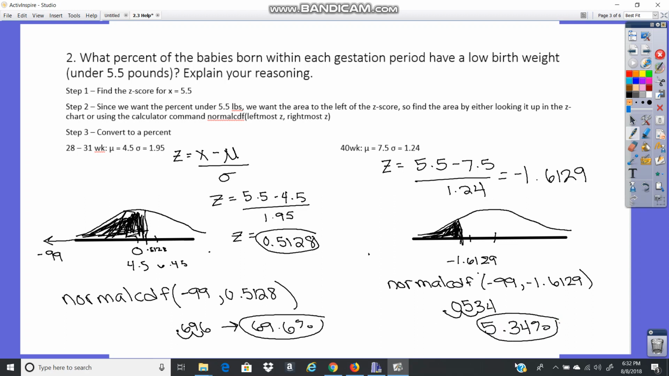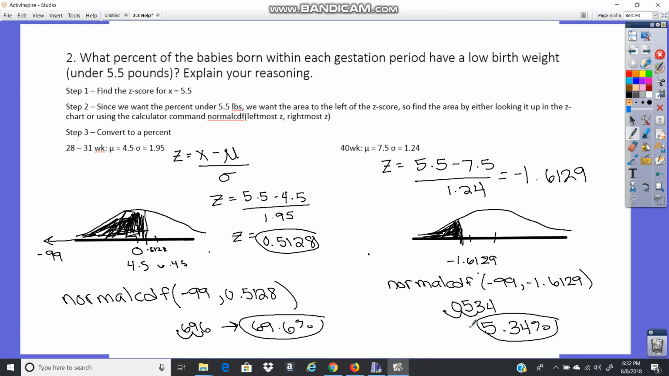Okay, and then we want to explain, again, that 5.5 is relatively small. The earlier you are in your gestation period, the more likely you are to have a smaller baby. The further along you are, and 40 weeks is a full gestation period, the less likely you are to have a tiny or a small baby. 5.5 is relatively small.